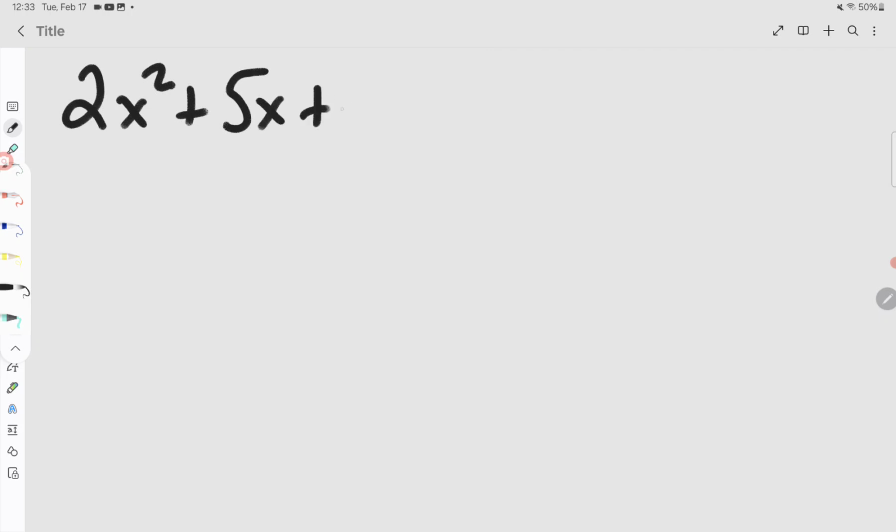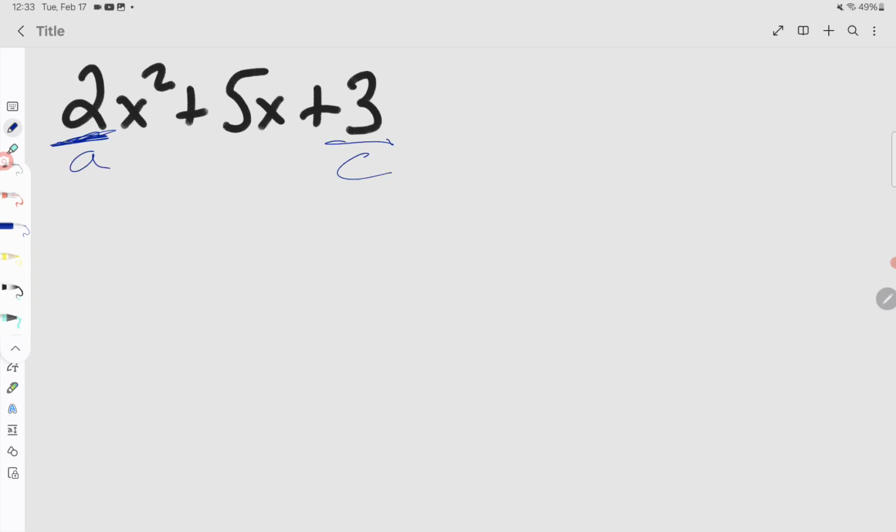A look at factoring using the lazy AC method. So we have 2x squared plus 5x plus 3. If you learn this method, I think it's simpler than grouping. But you've got to do some basic legwork first, right? This is A and this here is C.